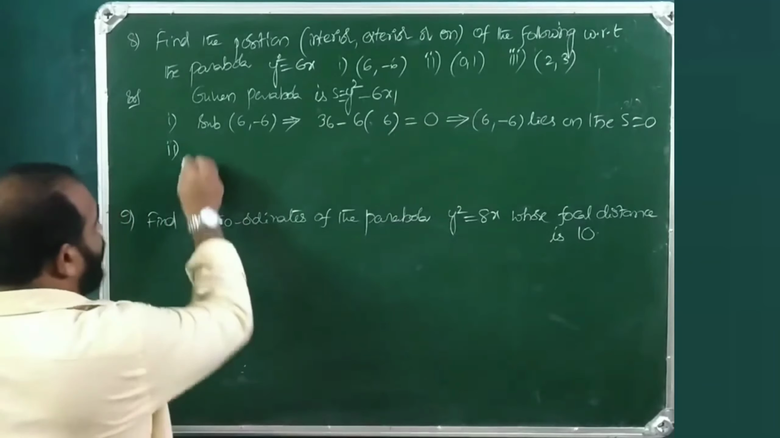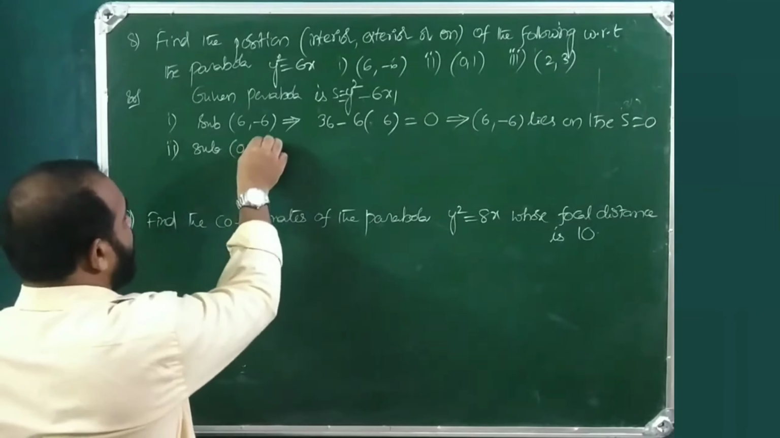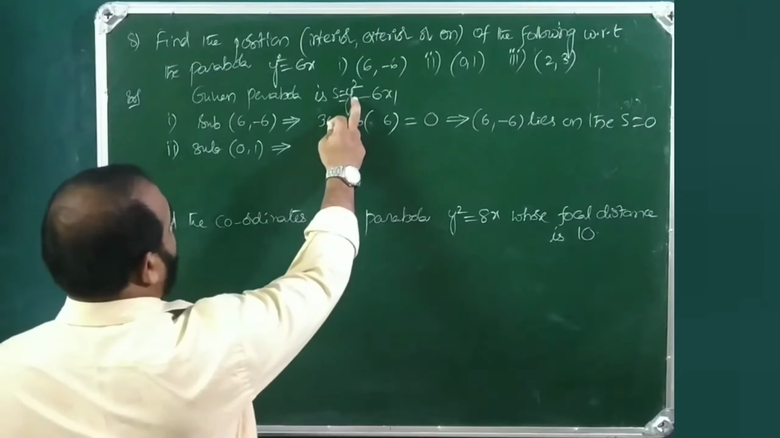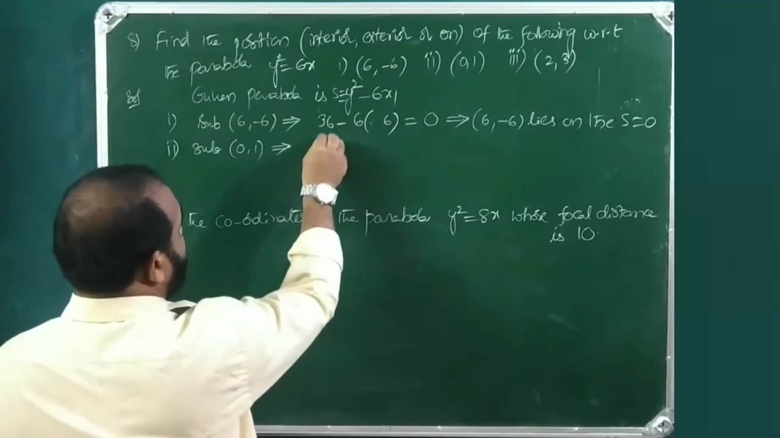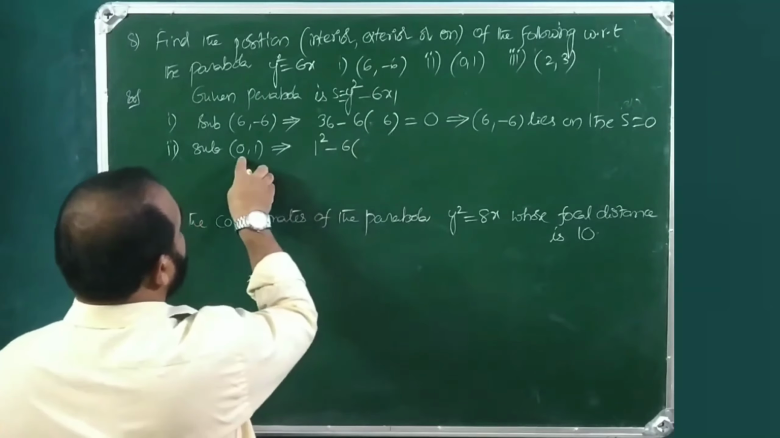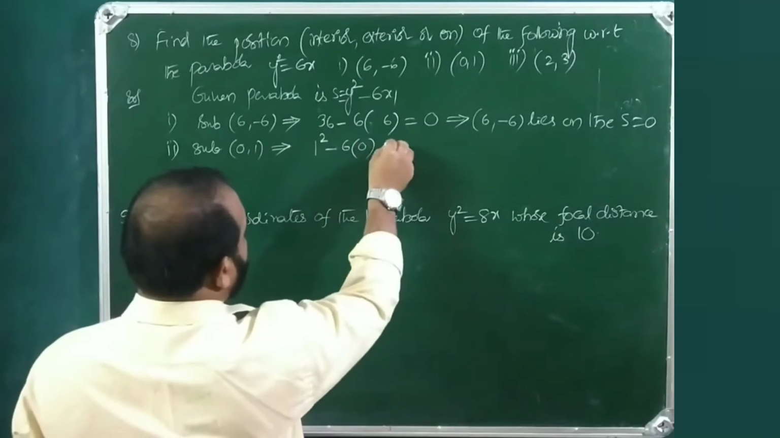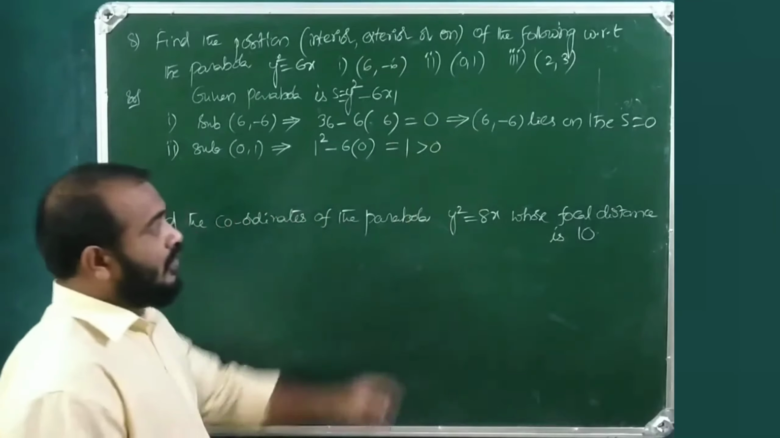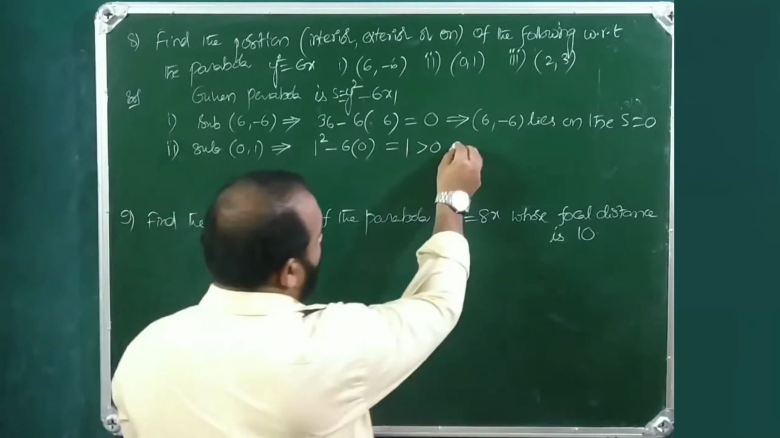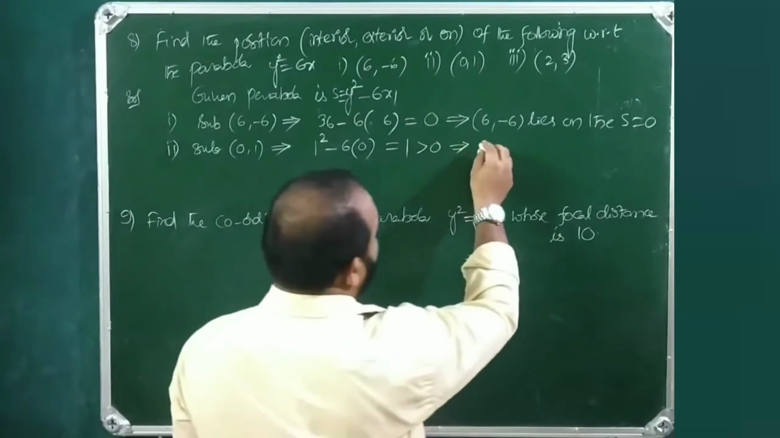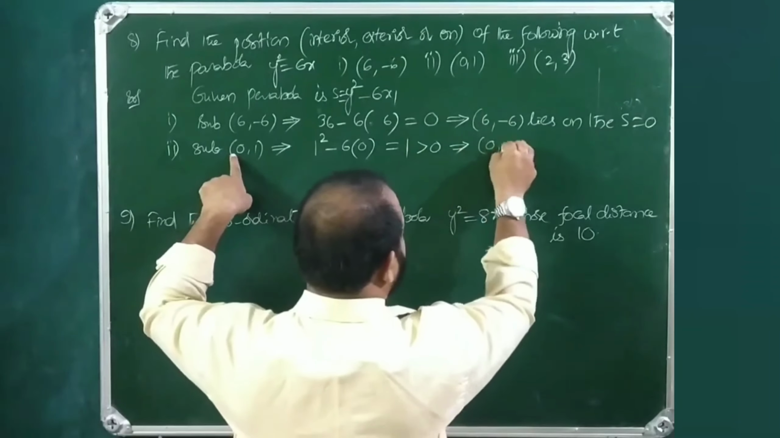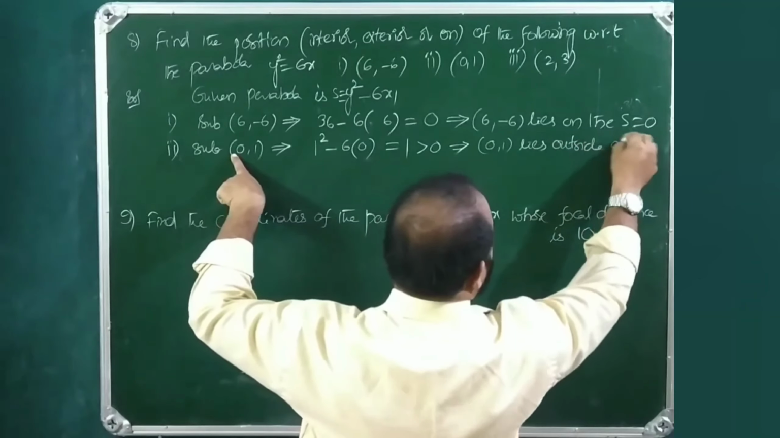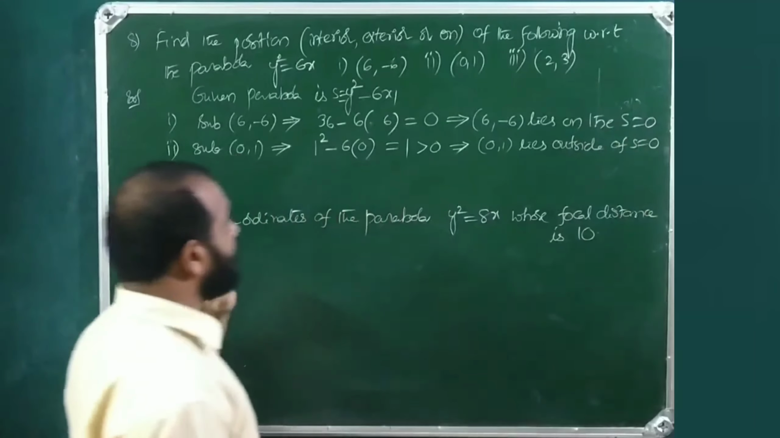0 comma 1. Substituting 0 comma 1, we get y square, that is 1 square minus 6 into x1 which is 0. So this is 1, which is greater than 0. So if S11 is greater than 0, the point lies outside the parabola. So 0 comma 1 lies outside or exterior of S equals to 0.